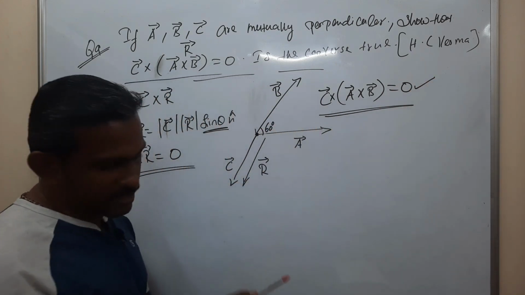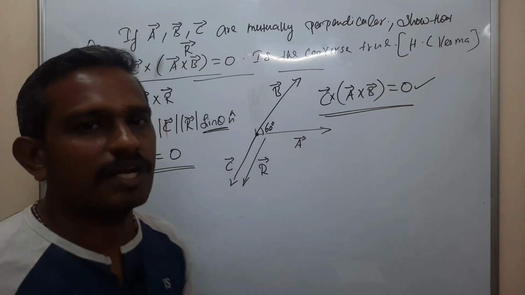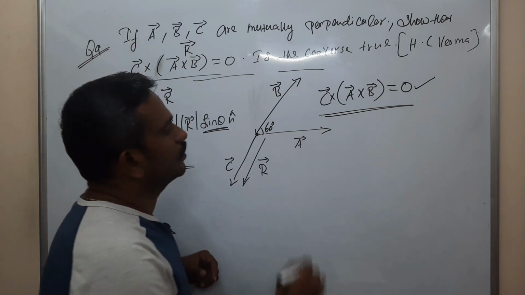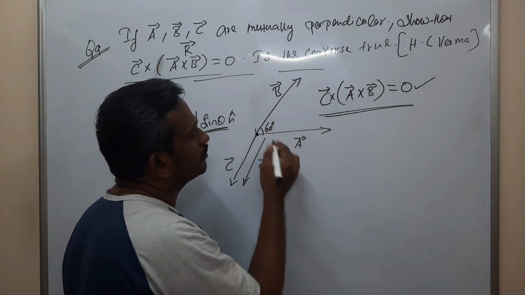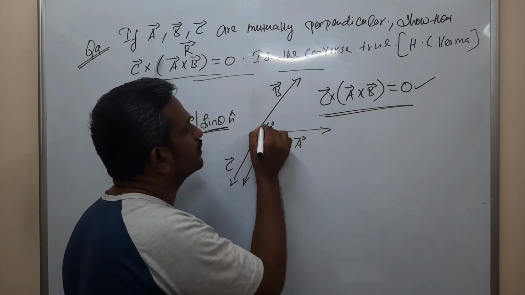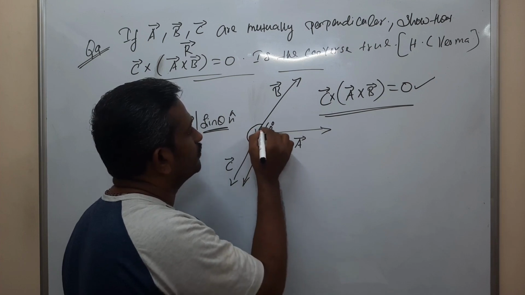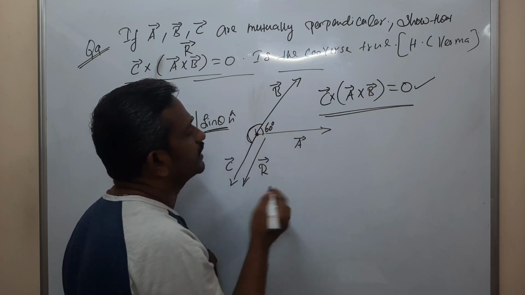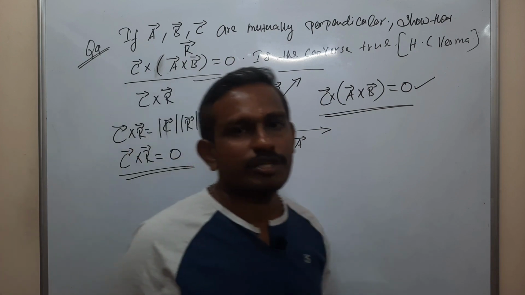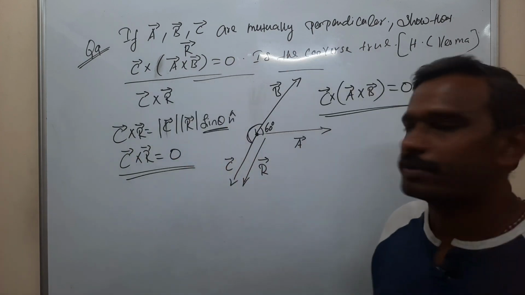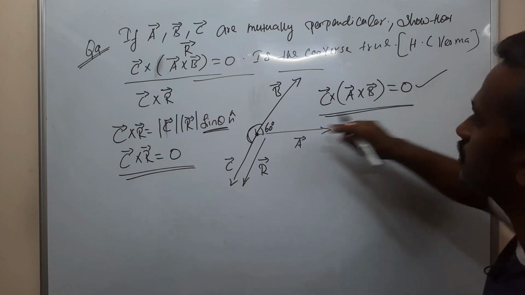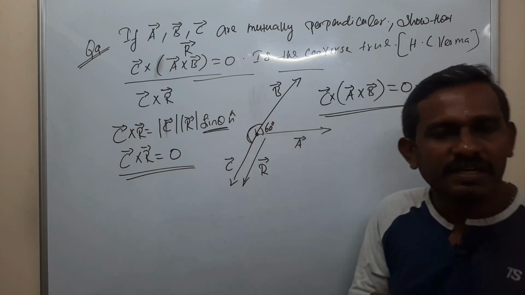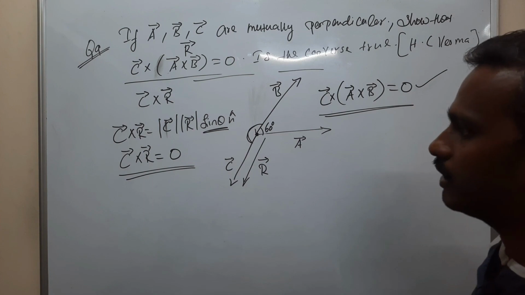But in this case, these three vectors are not mutually perpendicular. The angle between A vector and B vector is 60 degrees, and the angle between B vector and C vector is not 90 degrees. The mutually perpendicular condition is given, and we can prove this result in this case also, but the vectors are not mutually perpendicular.